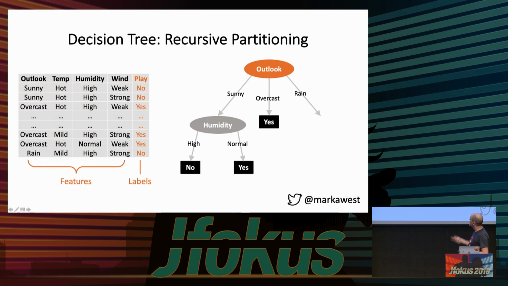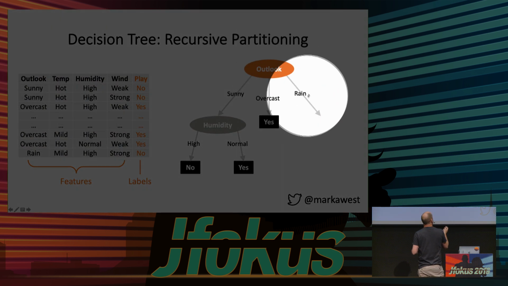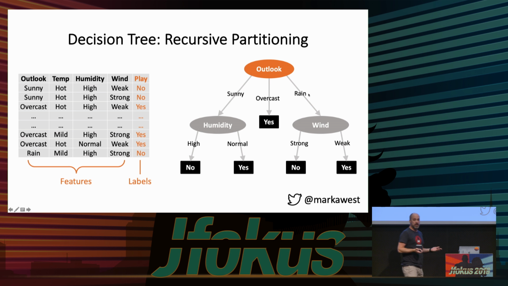And there we find that humidity is the best. And then we do the same for rain. What's the best feature there? And we find that wind is the best feature. And then we're finished, because we've actually got to the point where all our leaf values are homogeneous. So that's basically how decision trees work, recursive partitioning.